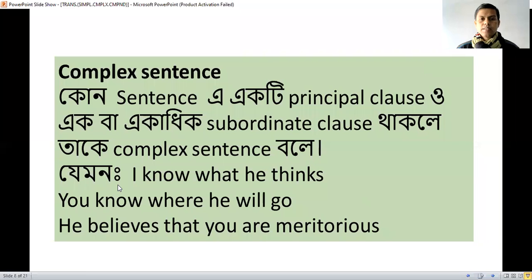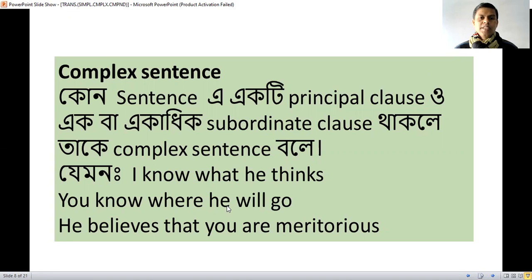I know what he thinks. You know where he will go. He believes that you are meritorious. Follow this sentence: you know where he will go. You is a subject and know is a verb. And in the next part, he will go: he is a subject and go is a finite verb. So there is more than one subject and more than one finite verb.